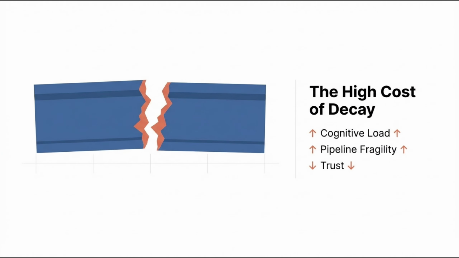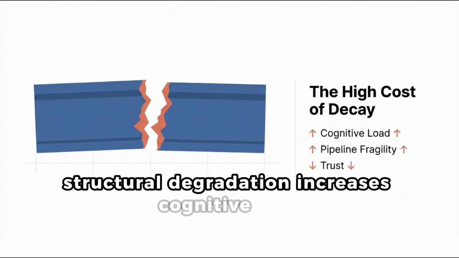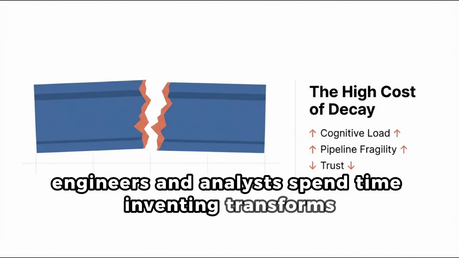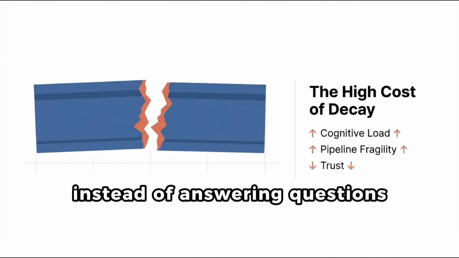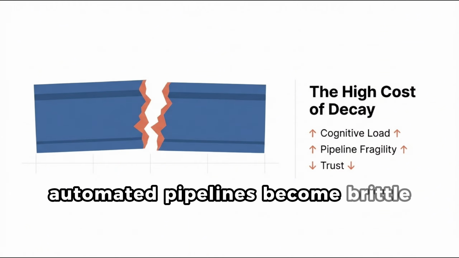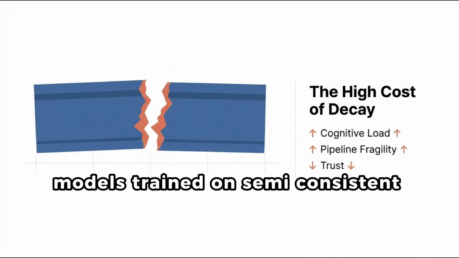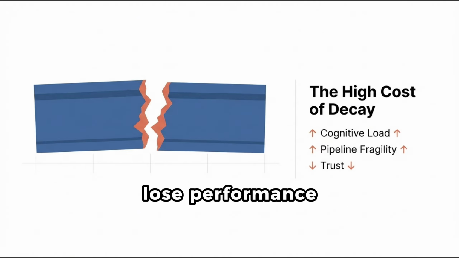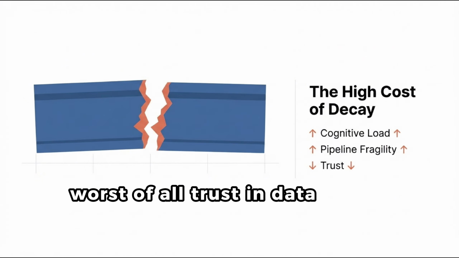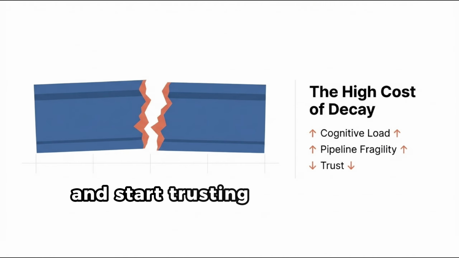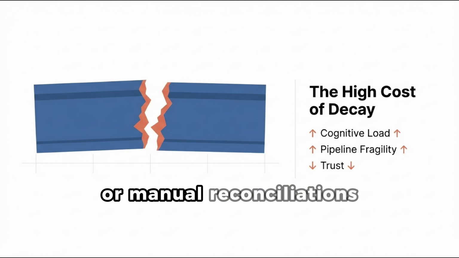What's the harm? Structural degradation increases cognitive load. Engineers and analysts spend time inventing transforms instead of answering questions. Automated pipelines become brittle and expensive to maintain. Models trained on semi-consistent features lose performance. Worst of all, trust in data erodes. Folks stop relying on dashboards and start trusting spreadsheets or manual reconciliations.